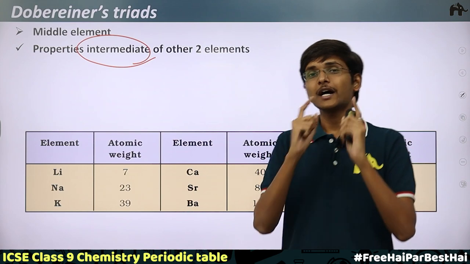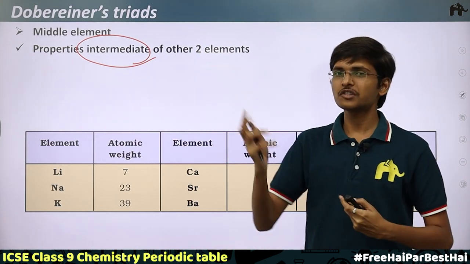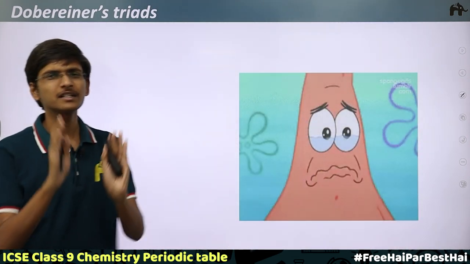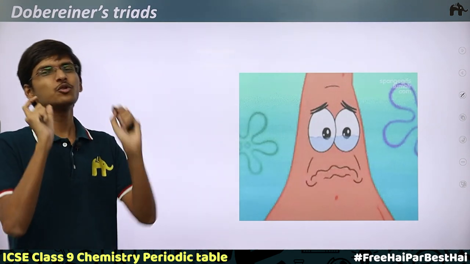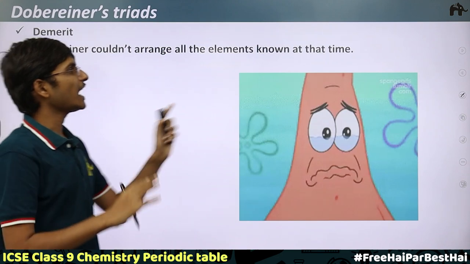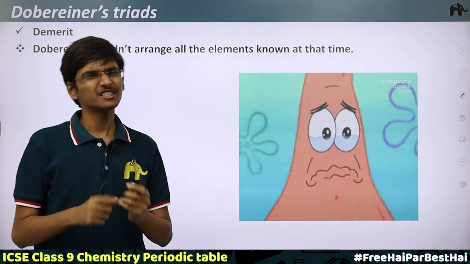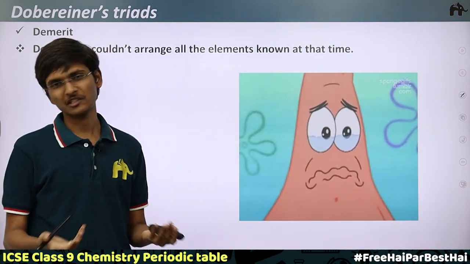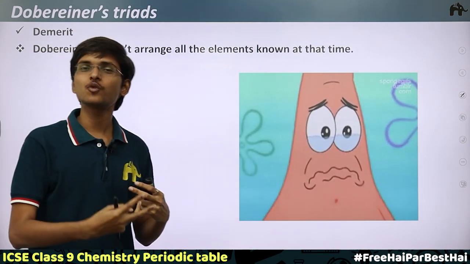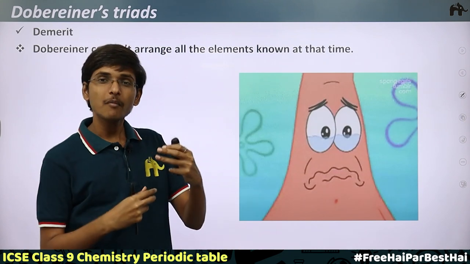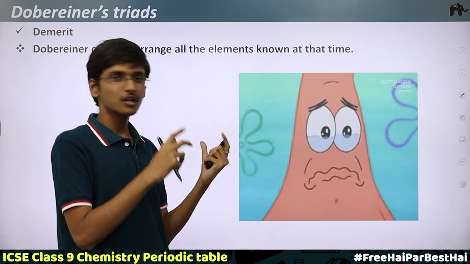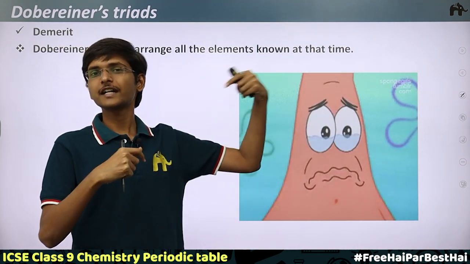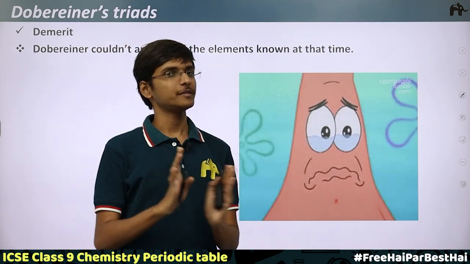Clear? Got this point? Now, this interesting triad which Dobereiner made had some demerits. And what was the demerit? The very important demerit was he could not arrange all the known elements of that time. Whatever elements were known at that time, he was not able to arrange them into this triad method which he discovered. Now this poor guy is crying, but don't worry, don't cry. The next scientist is going to come and make things much easier. He is going to develop things and take the discovery pattern ahead, leading us to the present model of the periodic table.